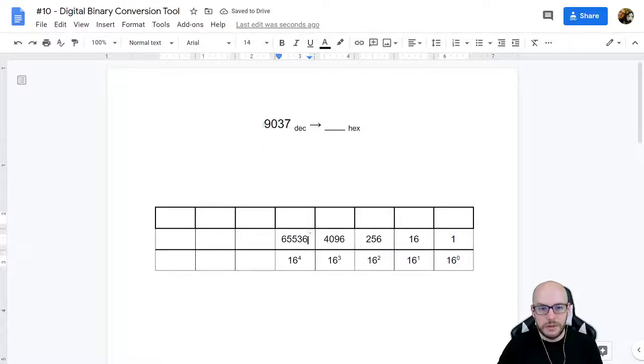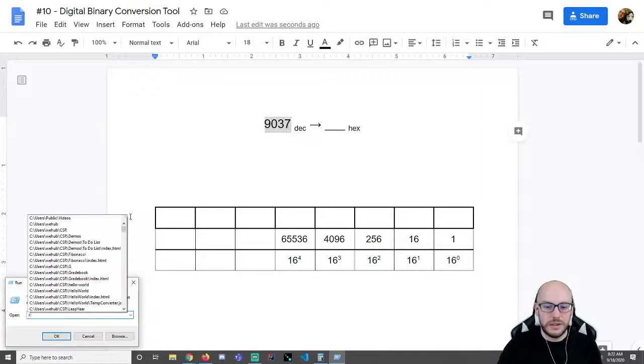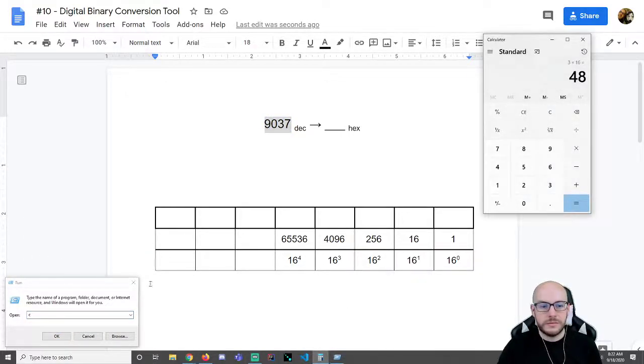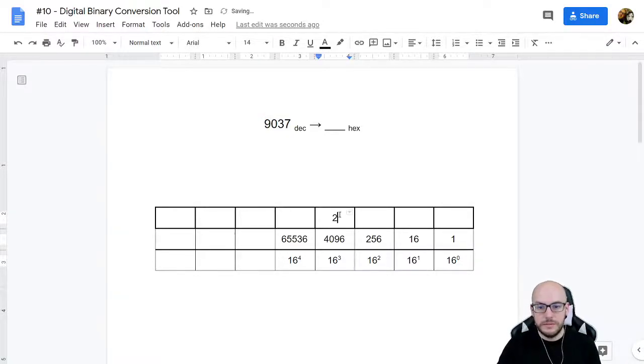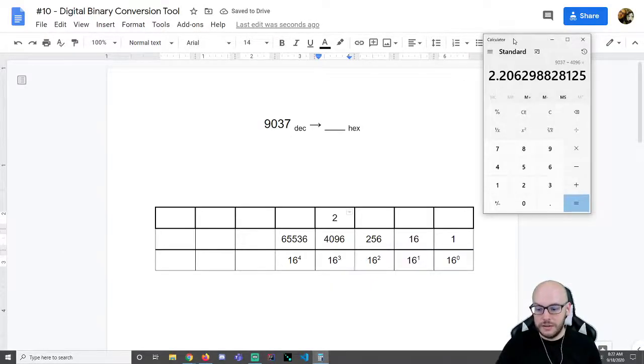Okay, I want to convert this number. I'm going to look across, find the largest number that I can put into it. It's going to be 4,096. Let's see how many times that actually goes. I'm going to bring back up my calculator. Here it is. And so we'll take 9037 divided by 4096. It goes in 2 times. I'm going to put a 2 here. Right? And I need to subtract that out. So I'm going to take 2 times 4096. I want to subtract 9037 minus 8192.